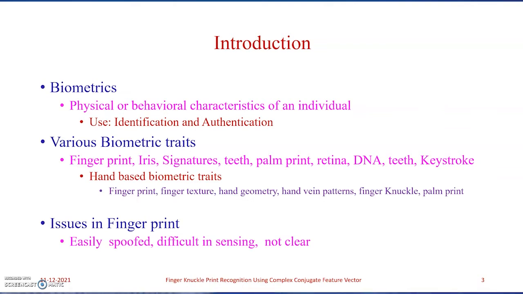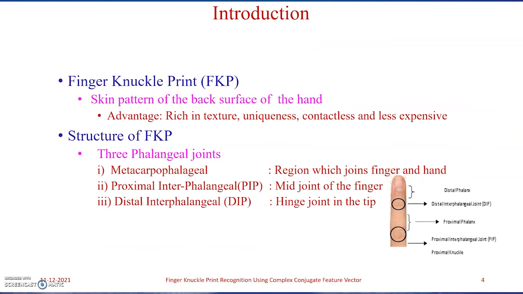Even though we have various biometric traits, hand-based biometrics concentrate the researchers more due to their ease of use and low cost. Normally in hand-based biometrics, the fingerprint is used in most applications. Here the issue is that nowadays it can easily be spoofed, and detecting it is difficult. So here we have moved over to the finger knuckle print.